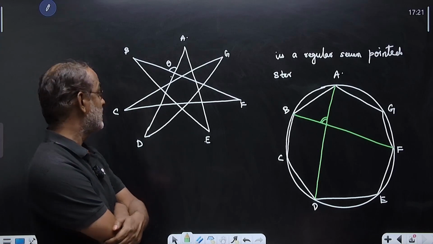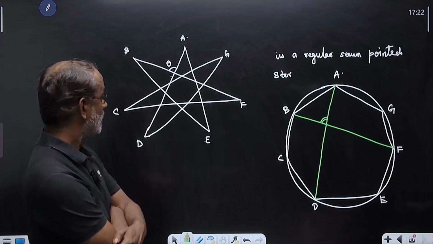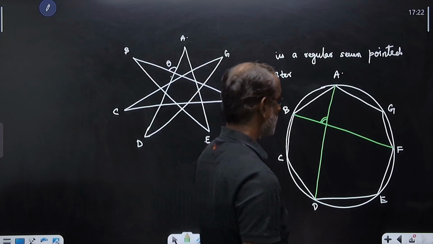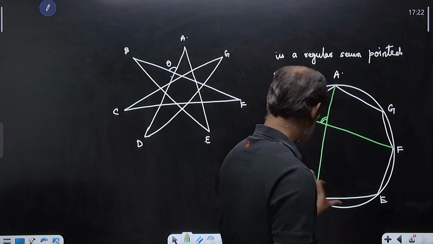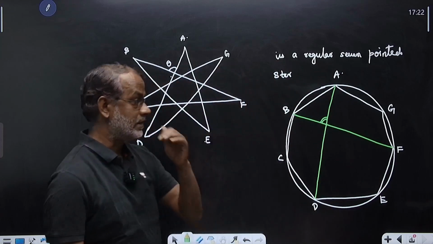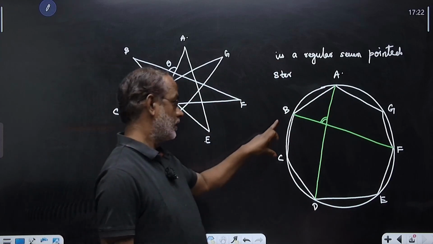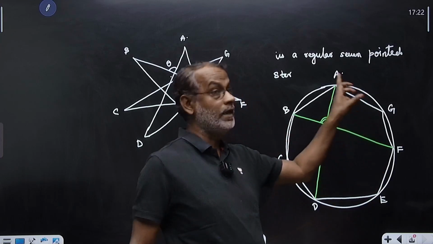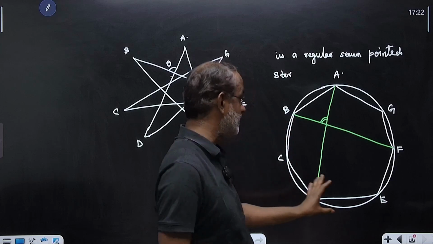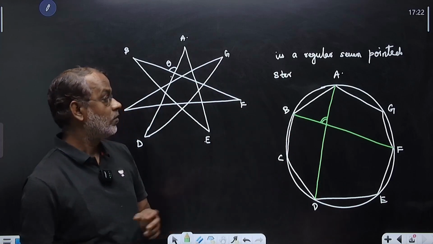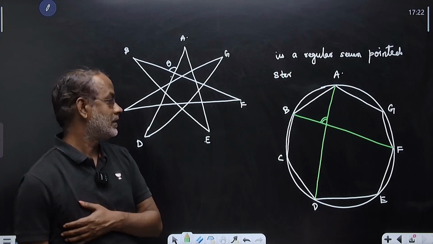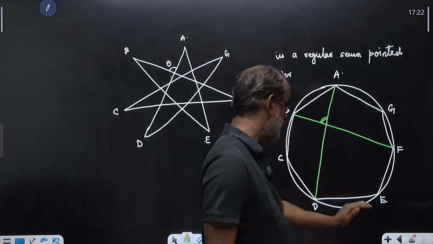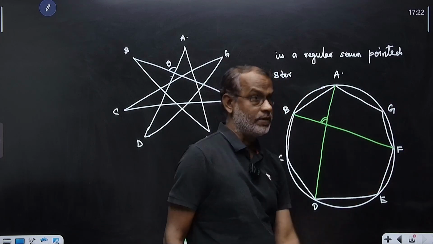Now you can very easily understand that each of the vertices are equally placed along the circumference. So all the chords are of equal length. So all the chords are going to subtend equal angles at the circumference, isn't it? So it is 1/7, 1/7, 1/7, 1/7, 1/7, 1/7 and 1/7.